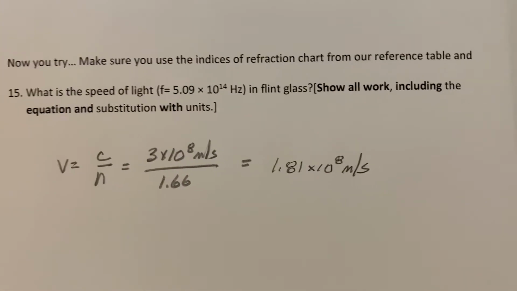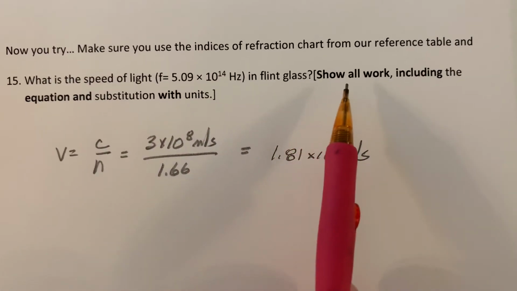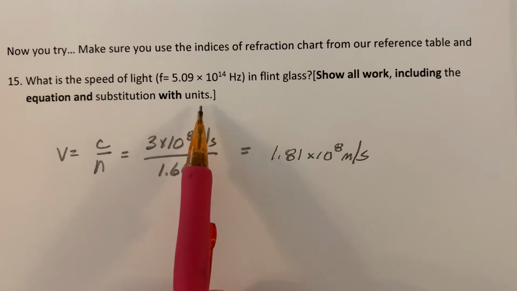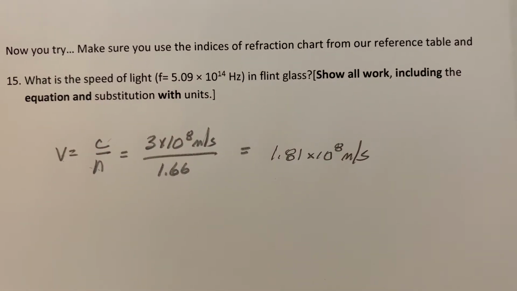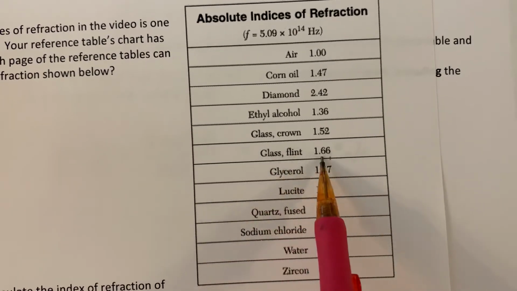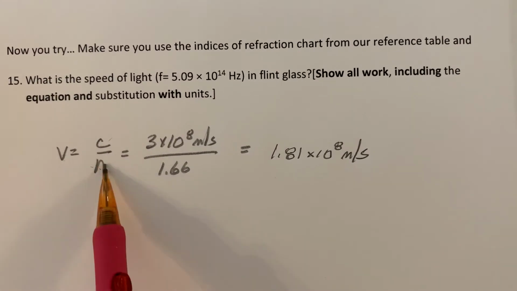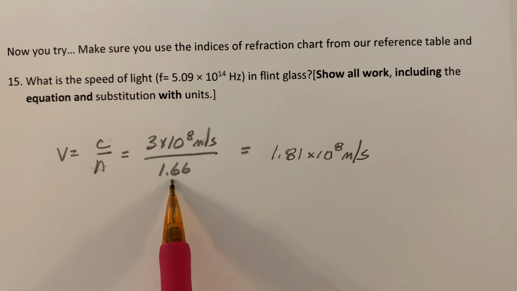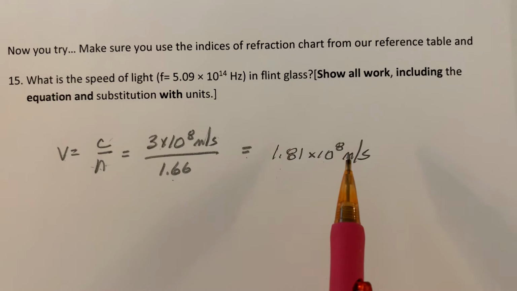All right, here we go. Now this one, what's the speed of light in flint glass? Show your work, including equation and substitution with units. I kept the V equals C over N because I worked it out before. I take a look at my reference table, which I conveniently have right here. Flint glass has an index of 1.66. That means it's 1.66 times slower in that material than it is in a vacuum. V equals C over N, 3 times 10 to the 8th meters per second, divided by 1.66 equals 1.81 times 10 to the 8th meters per second.